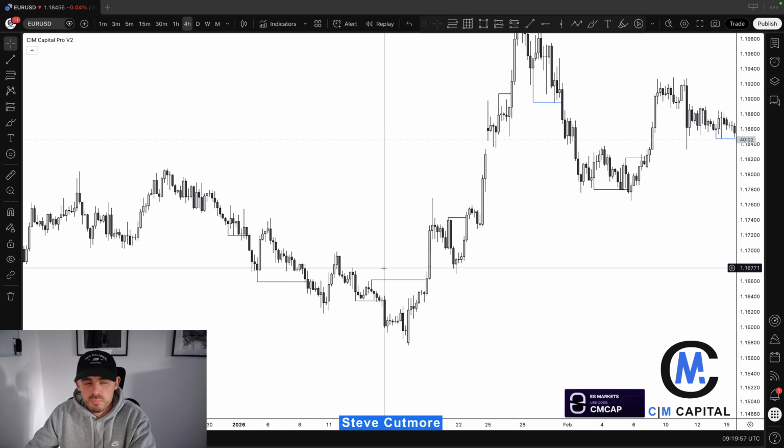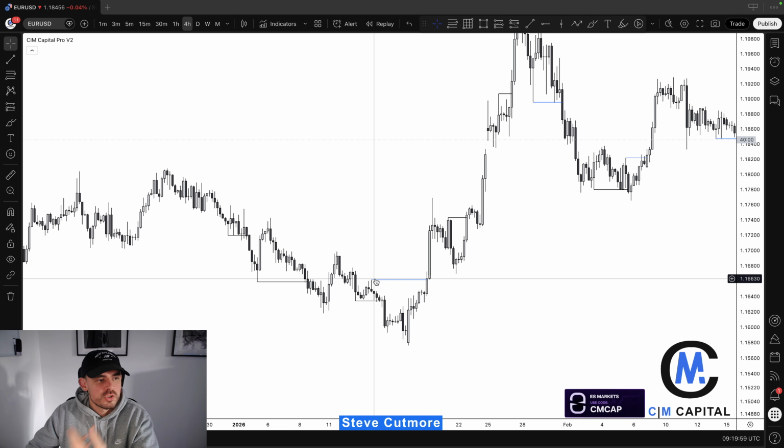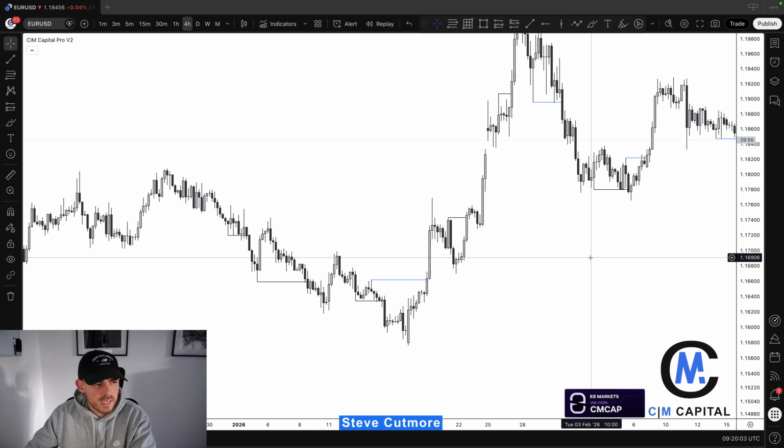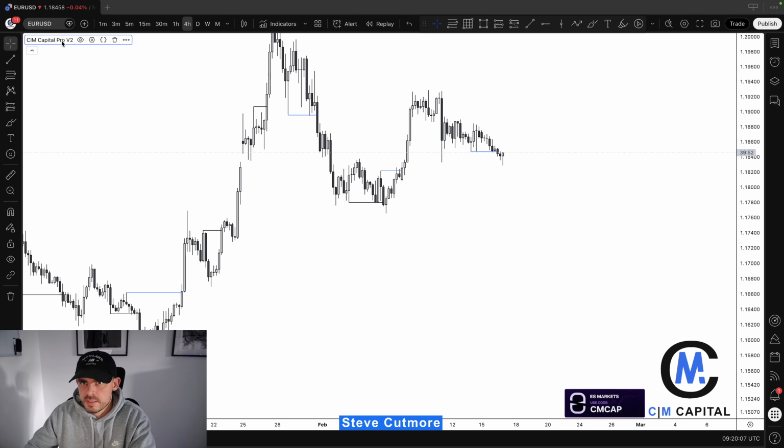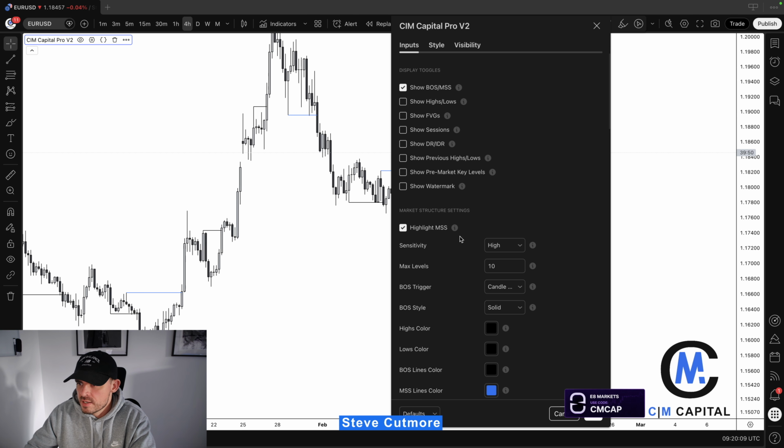Blue line, break to the upside. We have now shifted in momentum, shifted in structure. We are now pushing to the upside. That's all this tells you. So it's a very clean indicator in that sense.